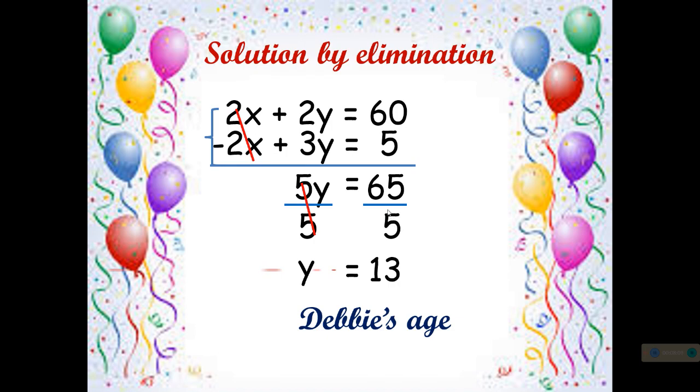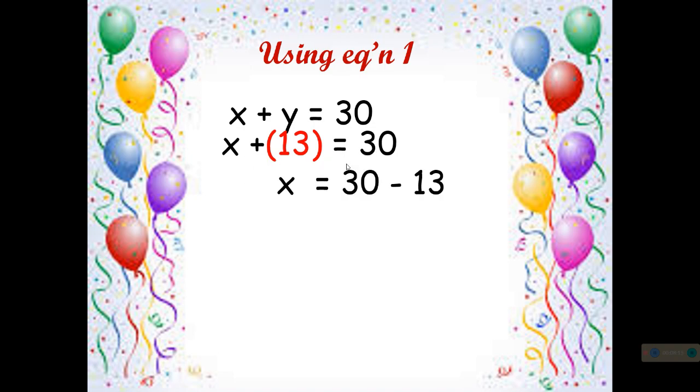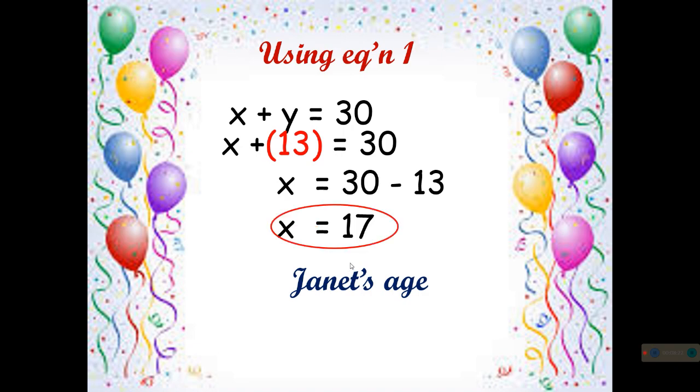So, how old is Janet? We are going to use the value of y earlier, which is 13. By substituting, you will obtain x plus 13 equals 30. Then x equals 30 minus 13, so x is equal to 17, which is Janet's age. Okay. Question?